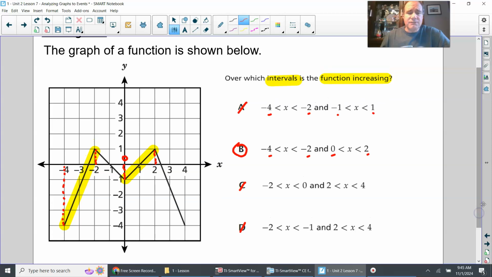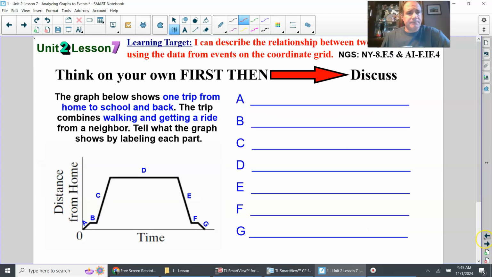If they were asking for decrease, then these would be the highlighted portions, going down from left to right.